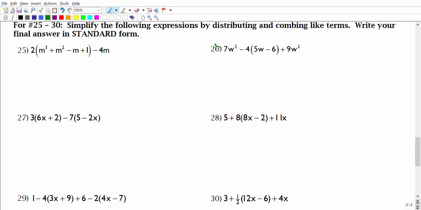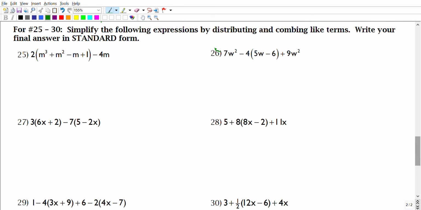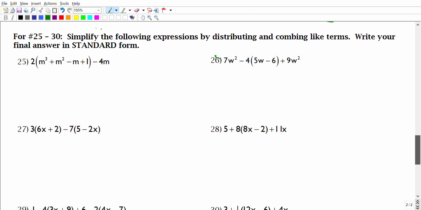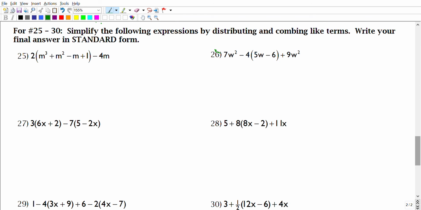All right guys, so let's go ahead and look at something a little more challenging, but not quite. It just means we have to do a little bit more steps, but we are basically on the same track and on the same kind of steps. So let's go ahead and do number 25. Let's read the directions first. It's always a good idea to read the directions. It says simplify the following expression by distributing and combining like terms. Write the final answers in standard form. So let's go ahead and do that. Right off the bat, we see those parentheses, so let's go ahead and distribute.